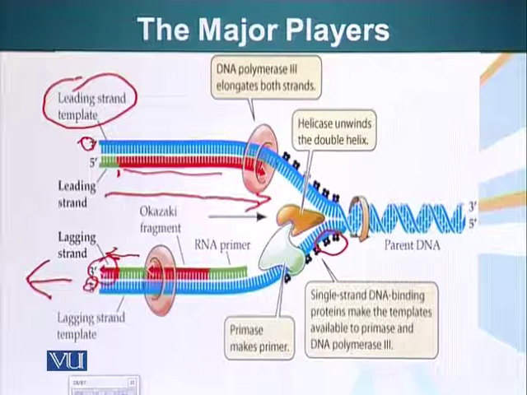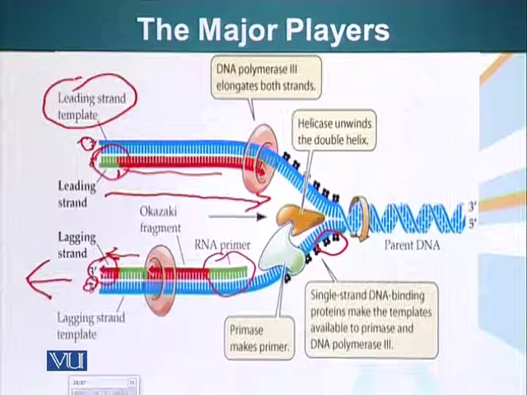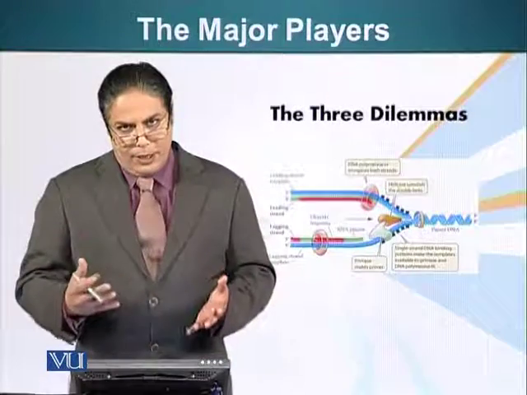As you can see, there is a dilemma during the replication. We need to get rid of these RNA primers. Also, these RNA primers not only in lagging strand right here, but also in the leading strand. So this is one dilemma. The other dilemma is, how do you synthesize the lagging strand? We will look at those in more detail in the subsequent module.